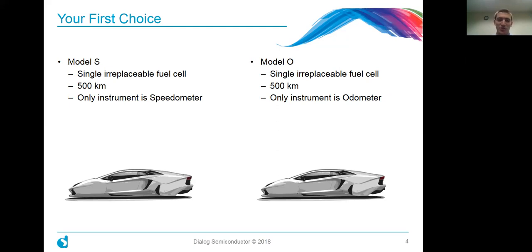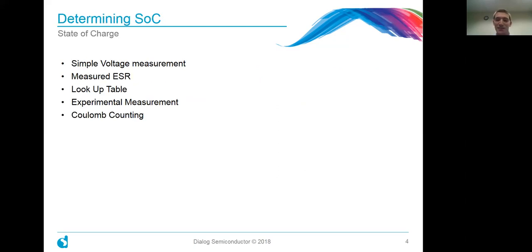Now suppose that you're trying to keep yourself alive in your dream, and you didn't want to rocket out of the sky going 500 miles an hour. Then you're going to have to choose an instrument that's going to make this decision the easiest. So which is that going to be? And that's effectively what we're trying to do when we're determining the state of charge for a battery.